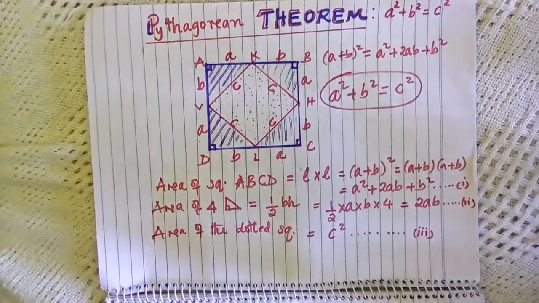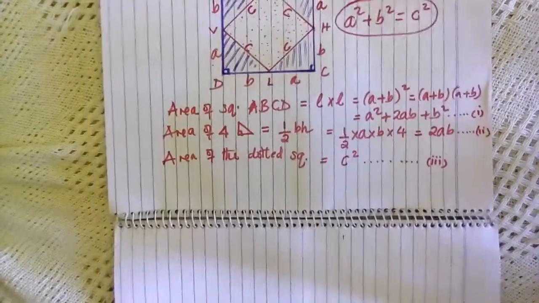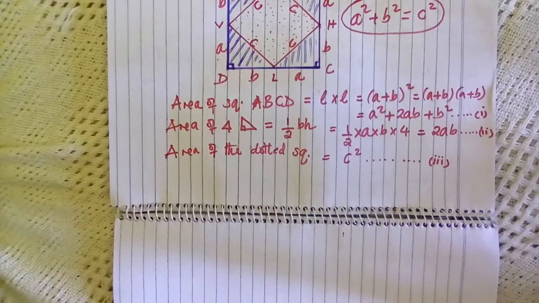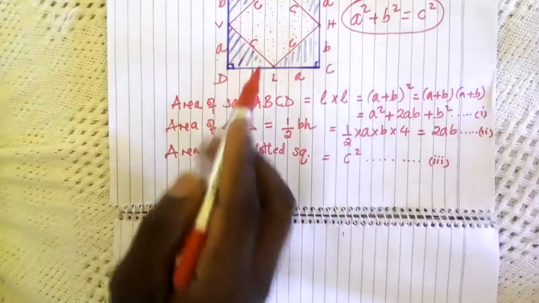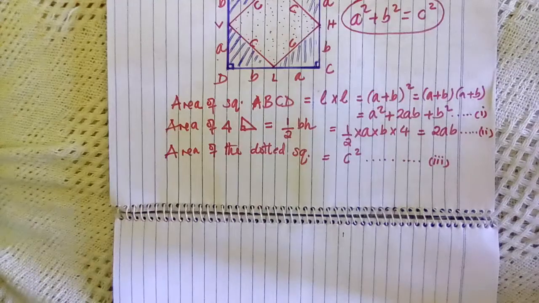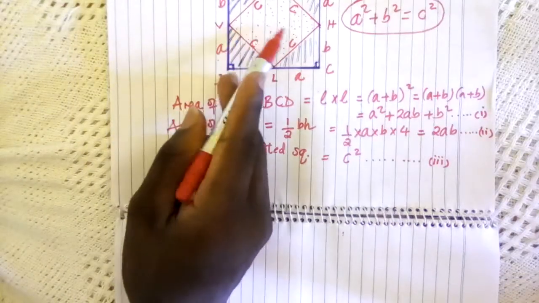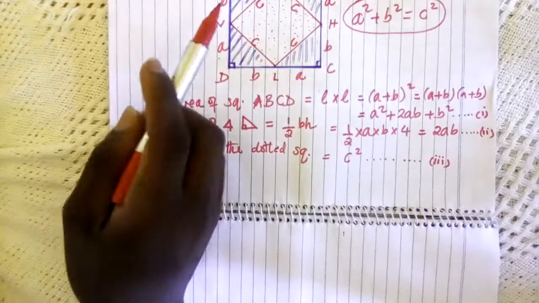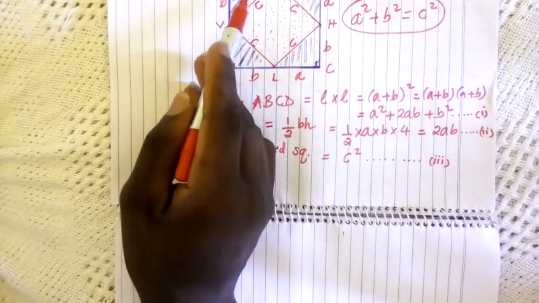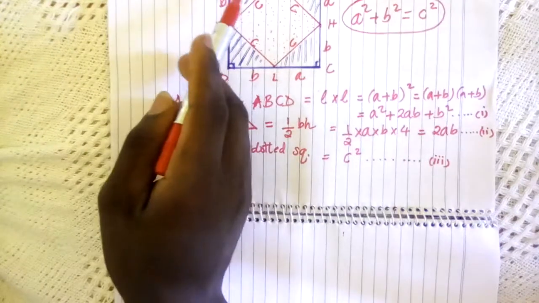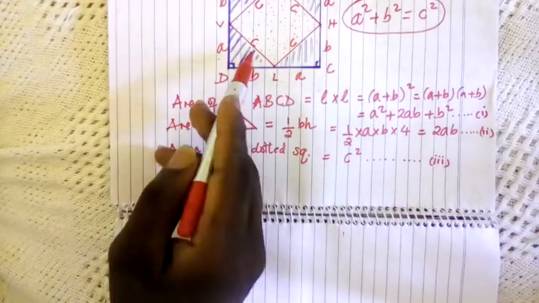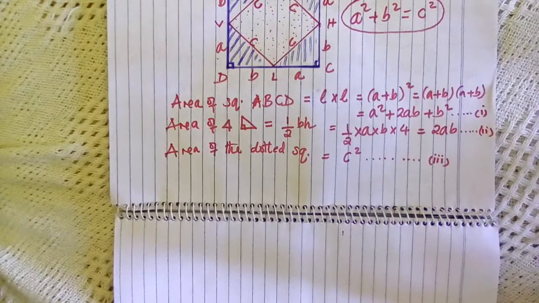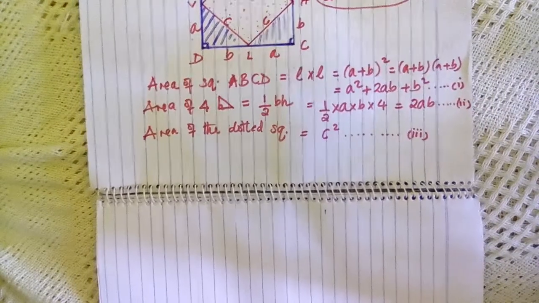So we should not get lost, alright? It turns out that the area of the entire square, or the area of square ABCD, is equal to the area of the dotted square, which is inside this big square, plus the sum of the areas of these 4 right angled triangles. So now let's use that fact and prove the Pythagorean theorem.